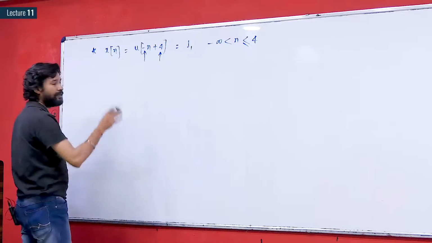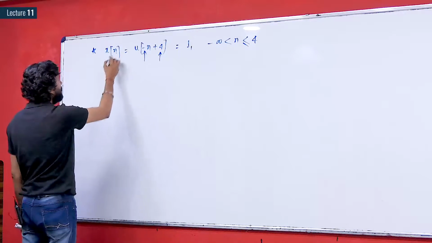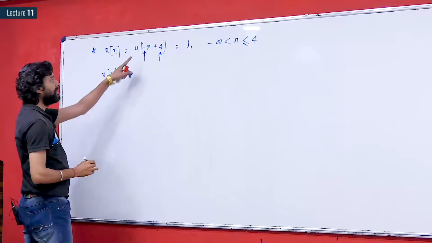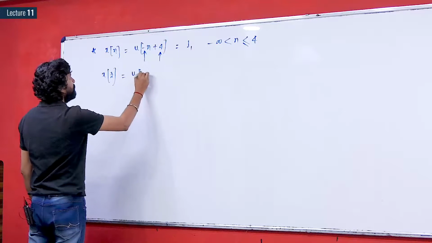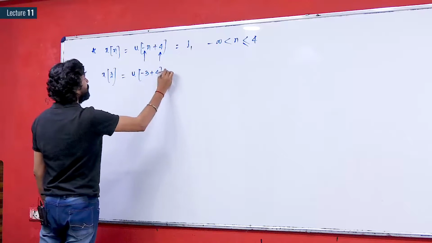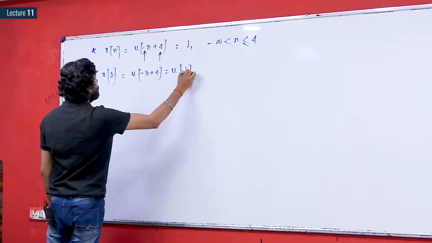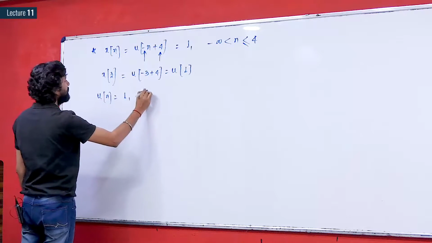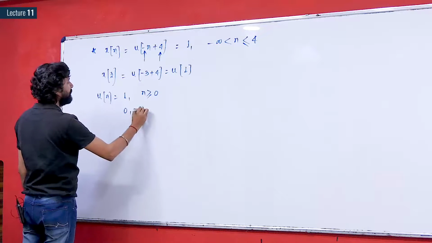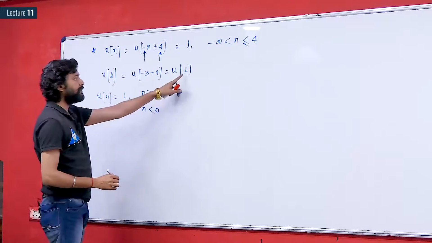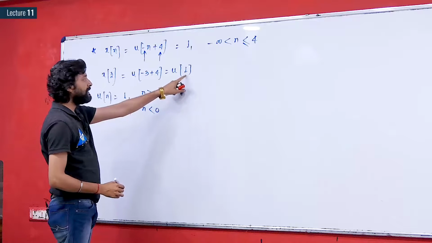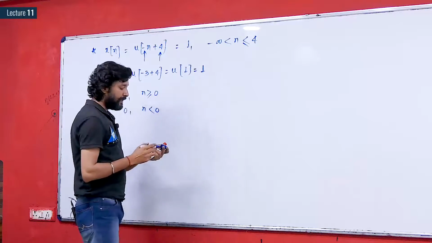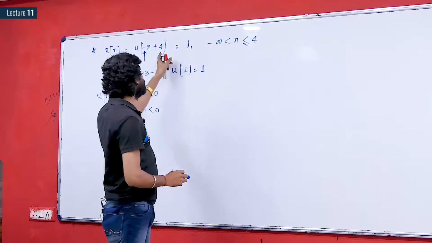If you want to verify this, to find the value of x of n at n equals 3, put n equals 3 here, and you get u of minus 3 plus 4, that is u of plus 1. By the definition, u of n is 1 if n is greater than or equal to 0, and 0 if n is less than 0. Whatever you obtained in the bracket of u is greater than 0, therefore this value is going to be 1, as we already discussed.